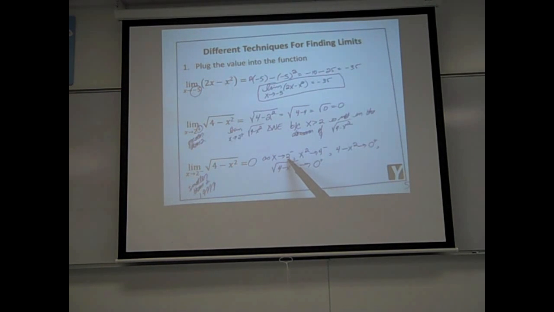But as x gets closer to 2 from the left, and x squared gets closer to 4 from the left, and 4 minus x squared gets closer to 0 from the right, we get closer to 0. The square root gets even closer to 0. So the limit as x approaches 2 from the left of the square root of 4 minus x squared is equal to 0. Done.